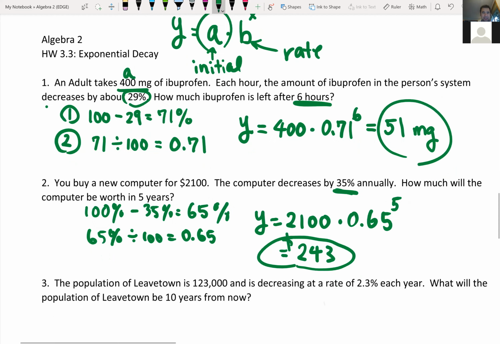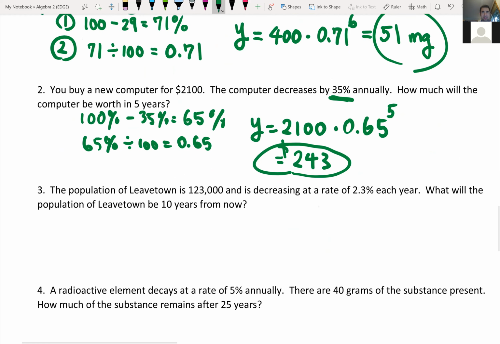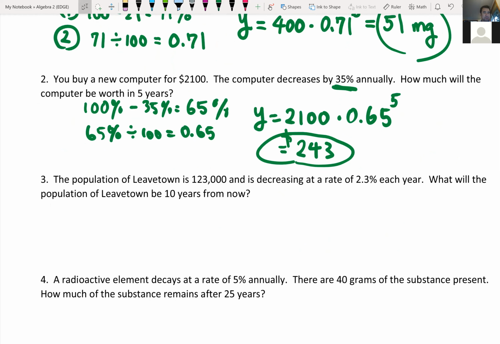Okay, next question. I'm gonna let you work on it first. So let me give you a minute. And we'll go over. We'll use the timer. So do you know what to do now? What do you do first? Just follow the steps. Exactly what we did in number 1 and number 2.